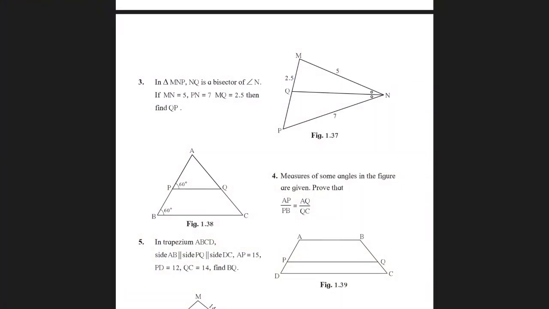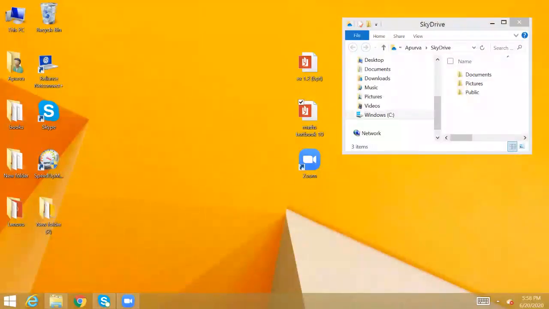Now children, if you are given in a triangle ABC a line PQ which is parallel to BC, what do we infer from that? It is the converse of BPT. So if you have PQ parallel to BC, it follows that AP upon PB equal to AQ upon QC. It is the converse of BPT. So how to do it?